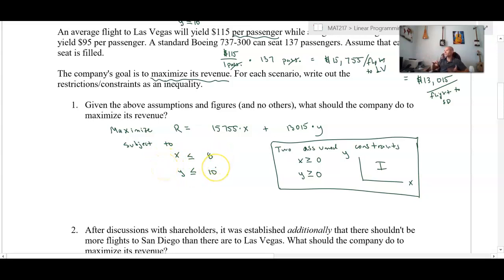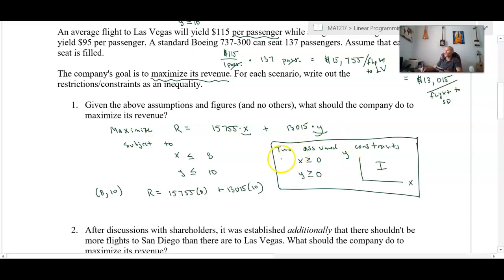So I think intuitively it makes sense that we should say, well, send all the planes that you can to Las Vegas and then send all the planes that you can to San Diego, because every time I increase X by 1, I'm going to make $15,755 more dollars, and same thing kind of goes for Y. So let's consider the ordered pair 8, 10. 8 flights to Las Vegas, 10 flights to San Diego. That's going to give me a revenue of $15,755 times 8 plus $13,015 times 10. And let's quick compute that using our calculating device.